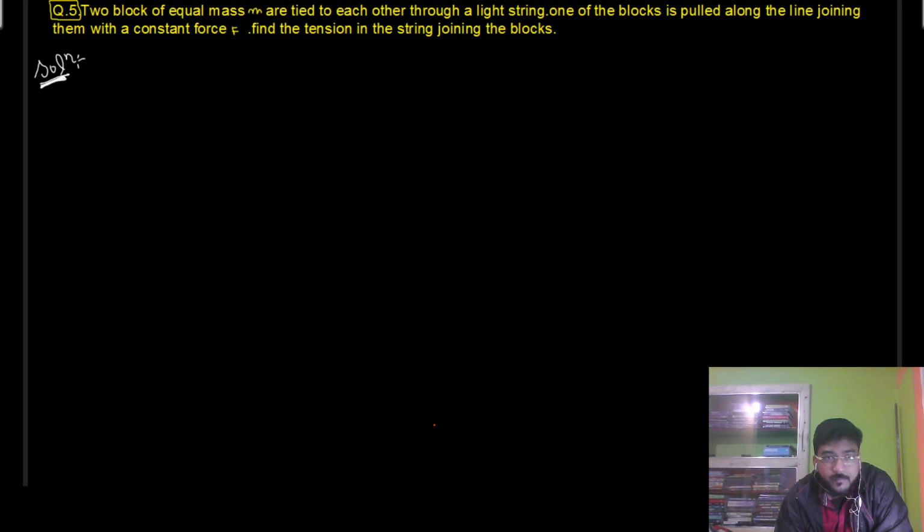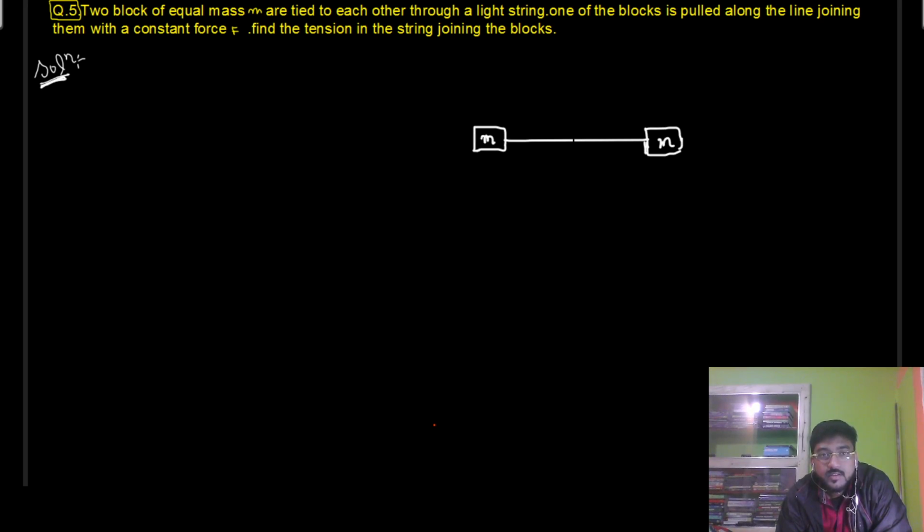So let me first draw the diagram. Here it is given that two equal masses m are tied to each other with a light string. So we have to take the mass of the string as 0, that is, the string is massless. Two equal masses m are tied to each other. Let me show this in a diagram. This is a block of mass m and another block of mass m tied with this one with a light string.